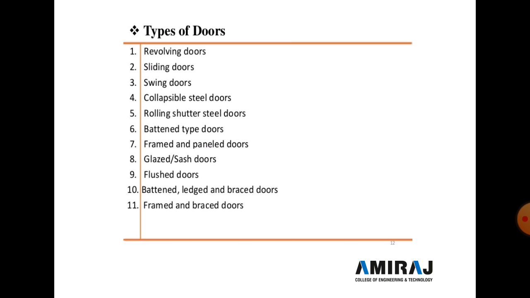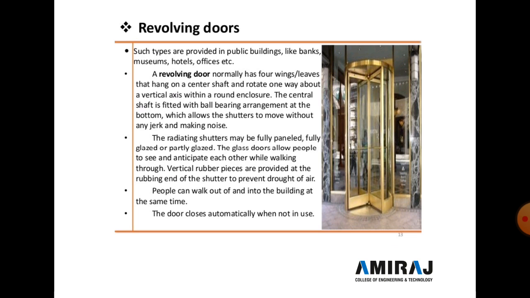So the first type of door is the revolving door. So what is a revolving door? See this figure. This type of door is generally used in public buildings, such as banks, museums, hostels, offices, etc. In a revolving door, 4 wings or leaves are provided, and one center shaft is provided. This door rotates from the center, and at the same time only a single person moves inside and a single person comes outside.